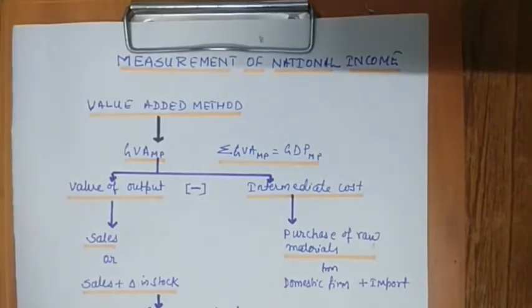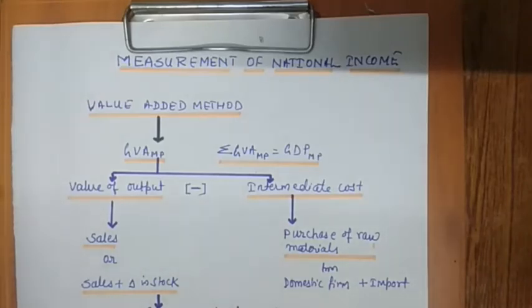Today's topic is measurement of national income. It is an important topic for the board exam. You will get a 6-marker or 4-marker question from this. It may be numerical or it may be theoretical question.